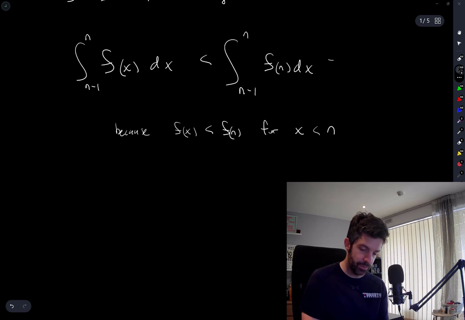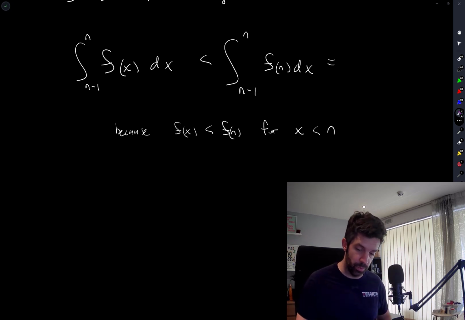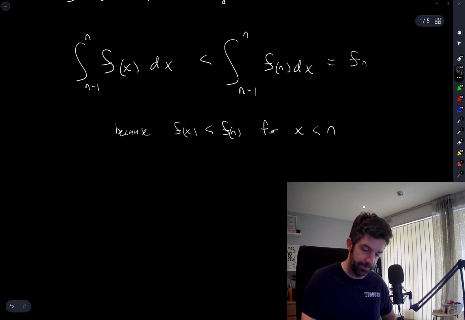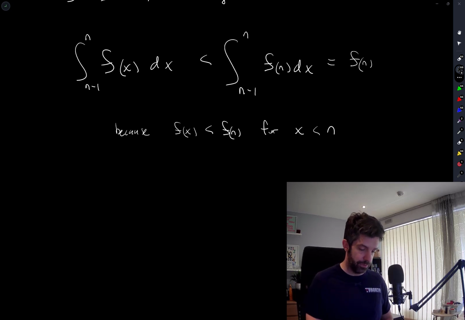Okay, but this integral, f of n, is a constant with respect to the variable of integration, and the width of the interval of integration is exactly 1. So this is just equal to f of n. And we can do the same thing for the other part of the inequality.